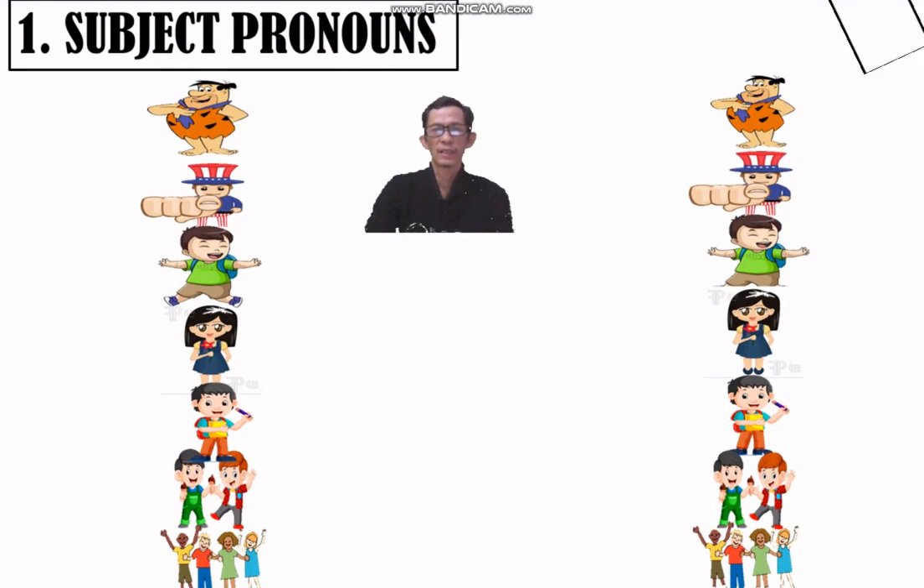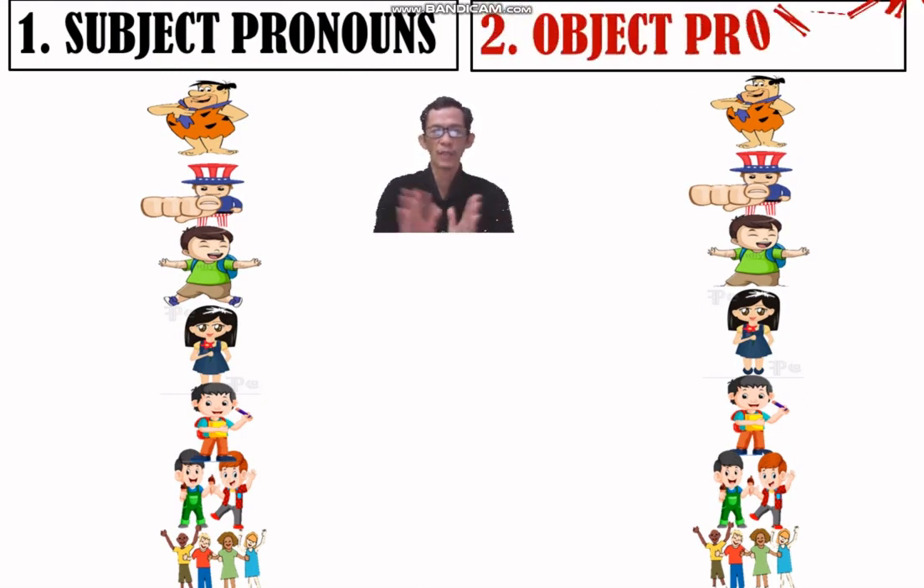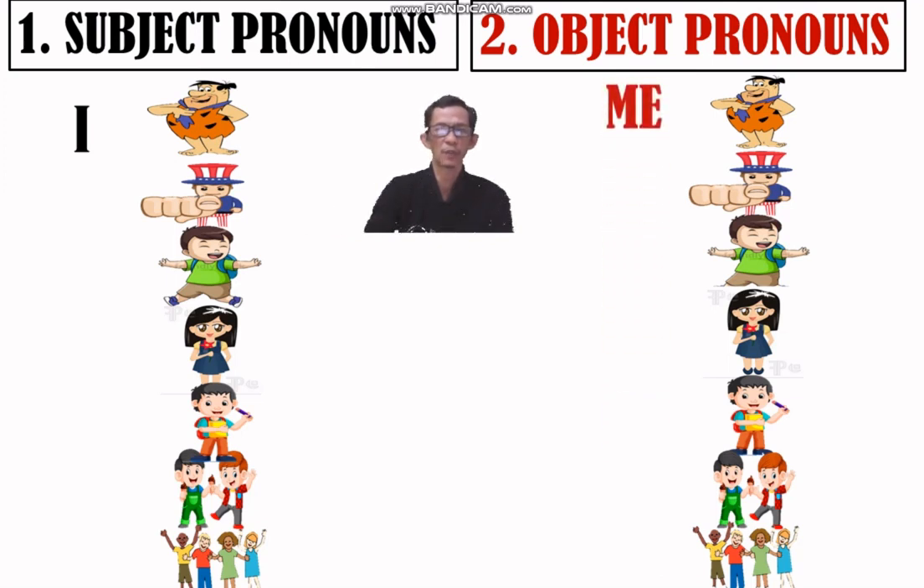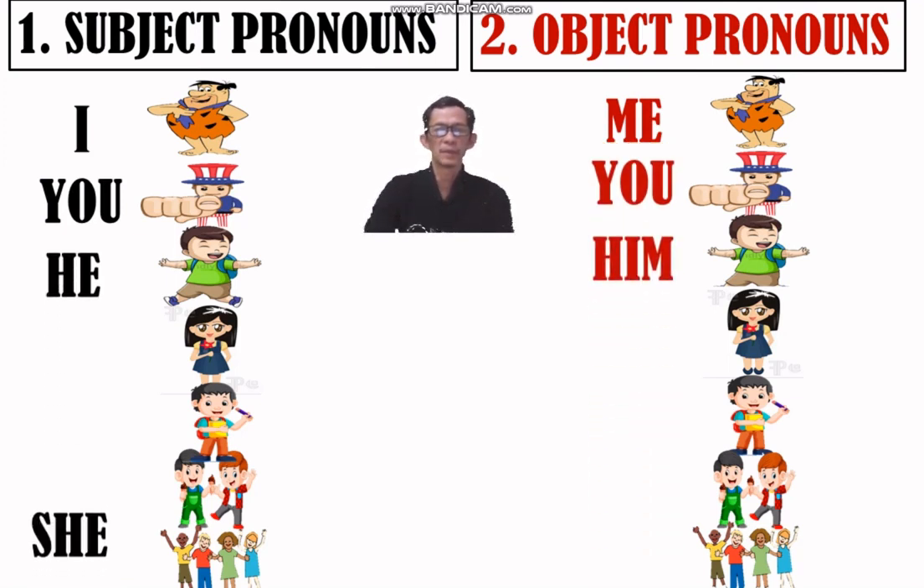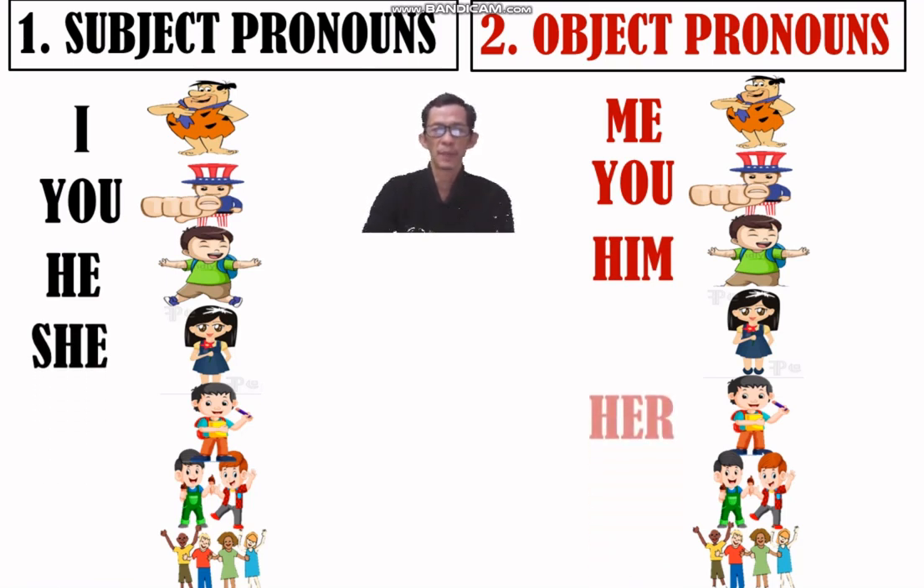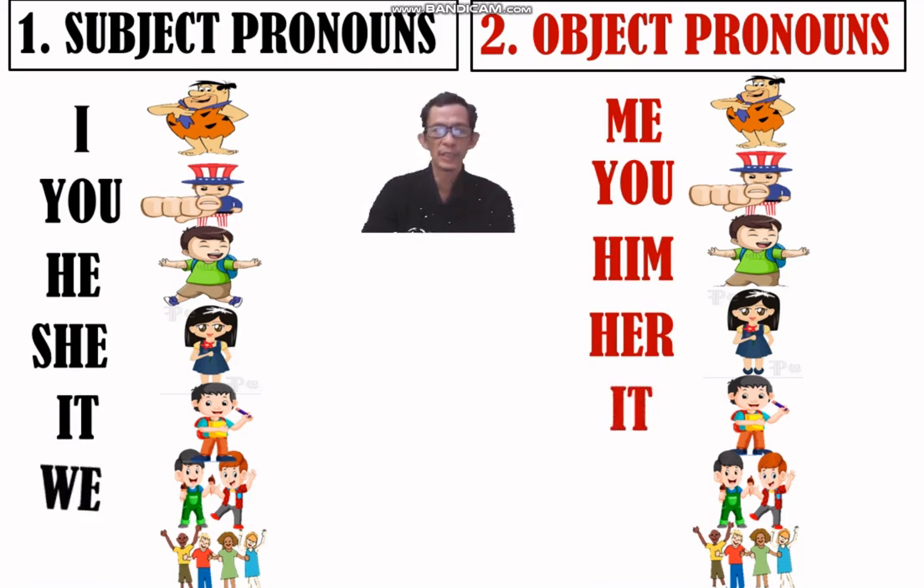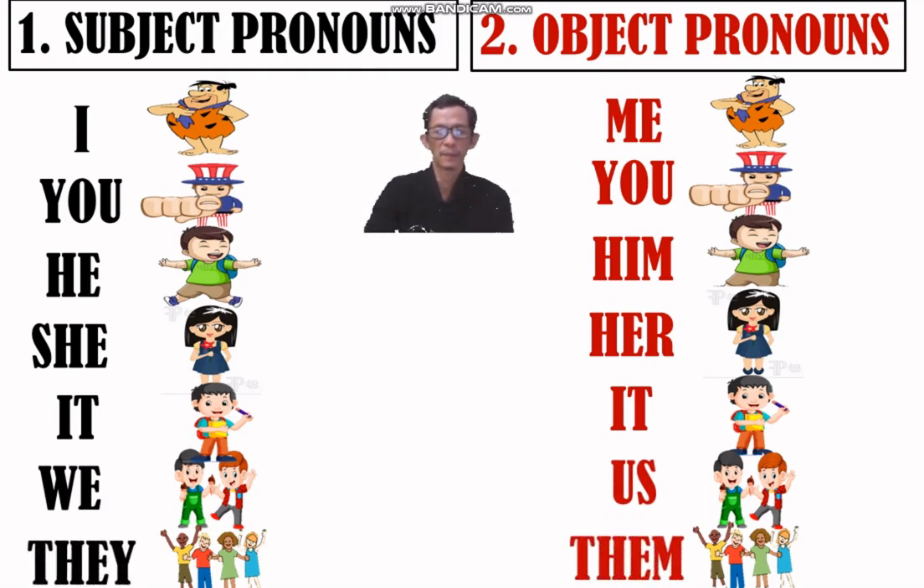Okay, everyone, let's take a look once again at subject pronouns and object pronouns. I becomes me, you becomes you, he becomes him, she becomes her, it becomes it, we becomes us, and they becomes them.